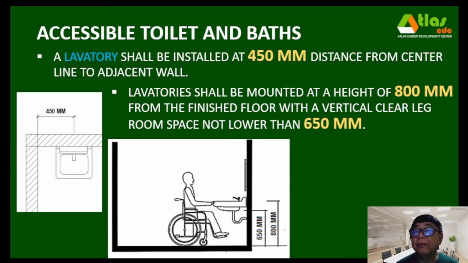Now, the lavatory shall be installed at 450 mm distance from the center line to an adjacent wall, and the lavatory shall be mounted at a height of 0.8 from the finished floor with a vertical clear legroom space not lower than 650 mm.